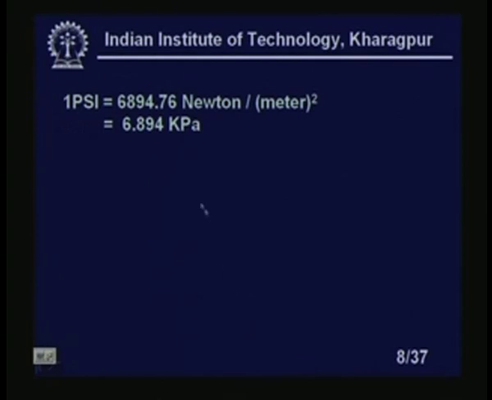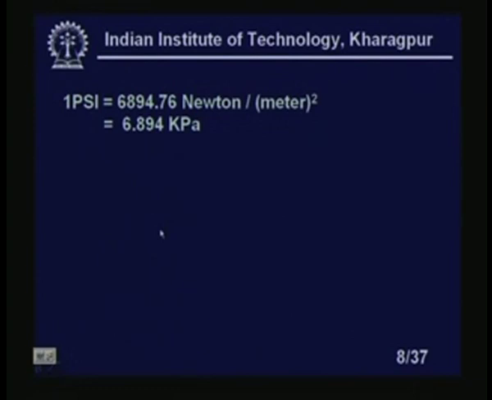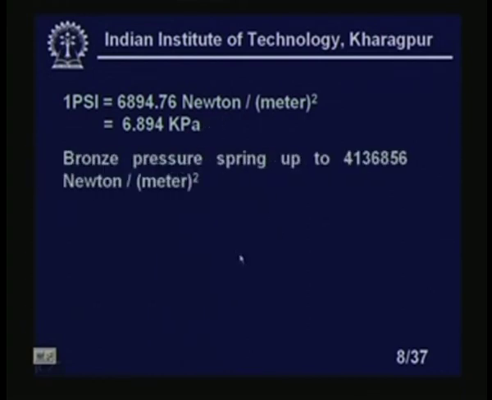Now, even though, as I told you, in academics we are using SI, in industry people are still using PSI. Still they call it 1 PSI, 3 PSI. So you should have two things side by side, that means both the SI unit as well as the FPS unit, right. Because pounds per square inch is basically an FPS unit. So, 1 PSI is equal to 6894.76 Newton per meter square, which is equal to 6.894 kilopascal.